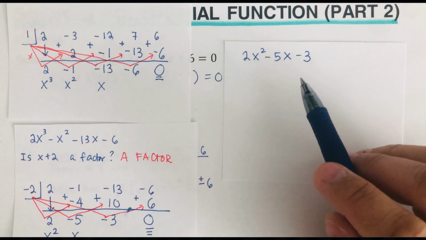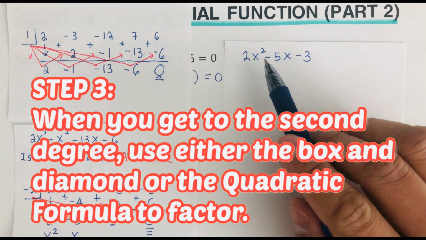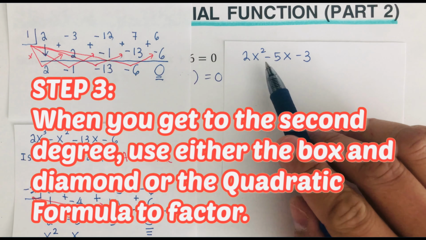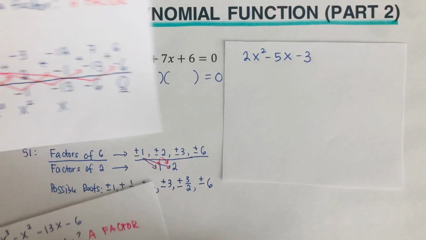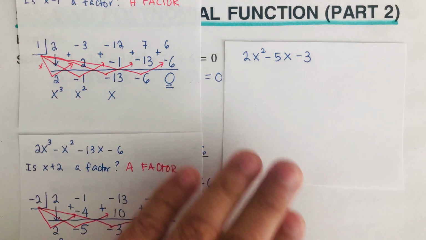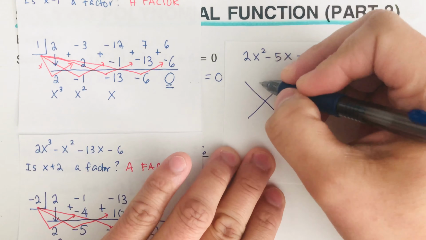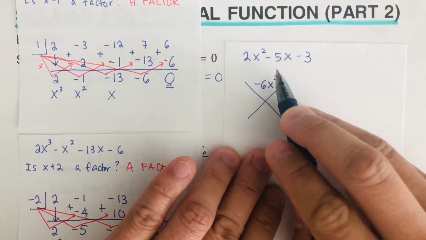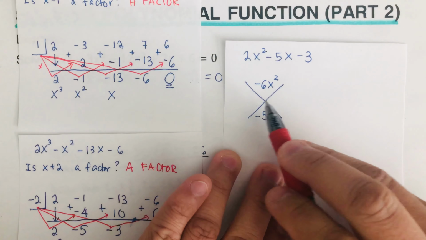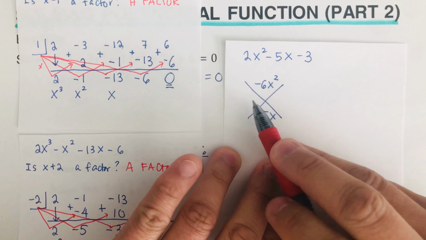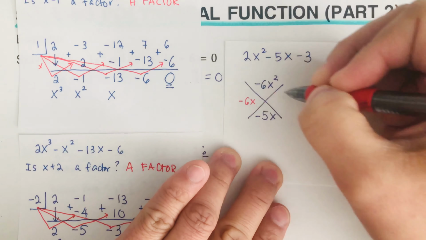Now we move on to the 3rd step. The 3rd step is that when we get to the 2nd degree, use either the box and diamond or the quadratic equation to factor this out. So we are left with 2 more factors that we need to figure out. We are going to use the box and diamond for this. We draw the diamond first. We multiply the first and the last, so this would be negative 6x squared, and then the middle goes to the bottom, negative 5x. Then we figure out what numbers, when we multiply them, give negative 6x squared, and when we add them, give negative 5x. These are negative 6x and 1x.